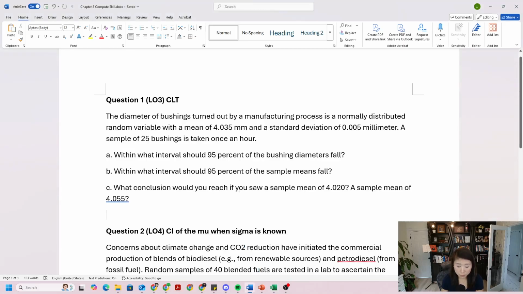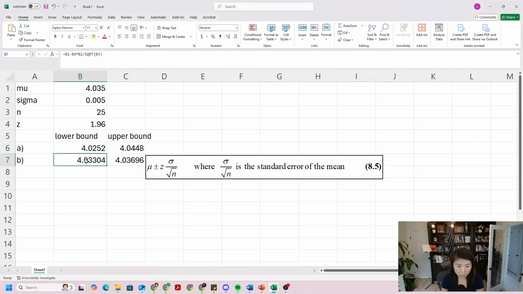What conclusion would you reach if you saw a sample mean of 4.020 or a sample mean of 4.055? So basically, you pick out one specific sample of 25 bushings, and you calculate the sample mean, you got 4.020. You go to another sample, calculate the mean, you got 4.055. So if you look at these two numbers, compare with the answer from B. B gives you the 95% range for your sample mean is 4.033 to 4.036.